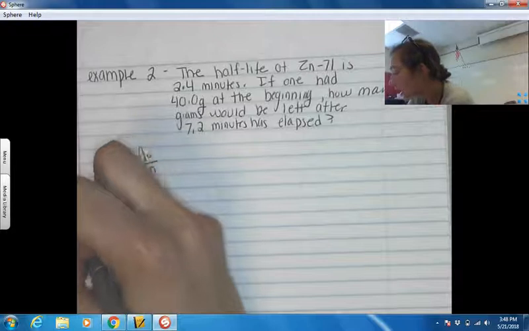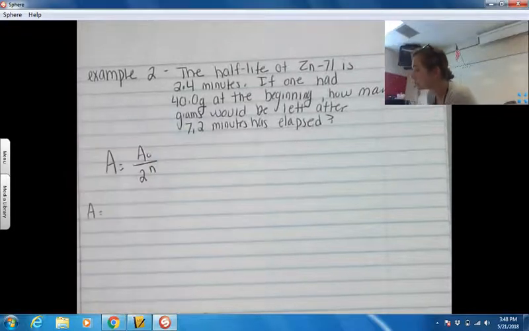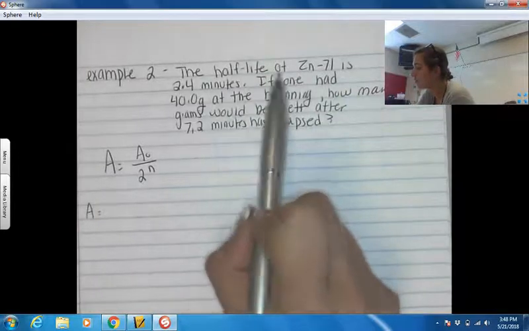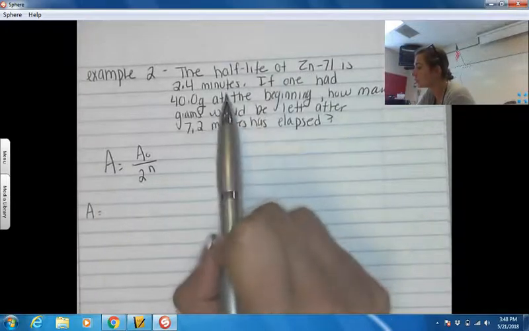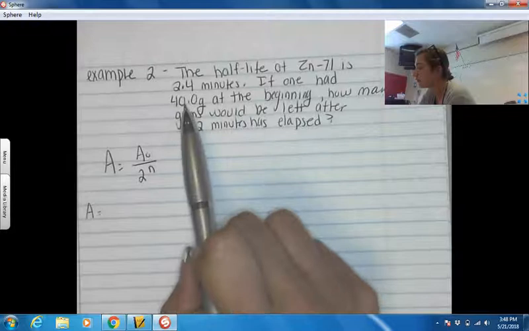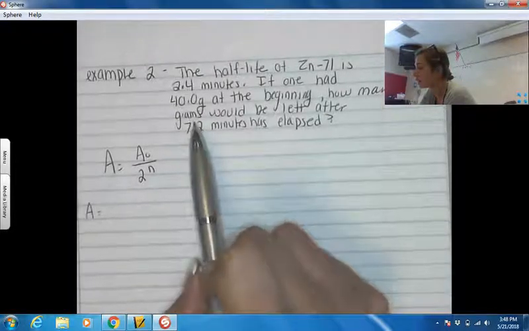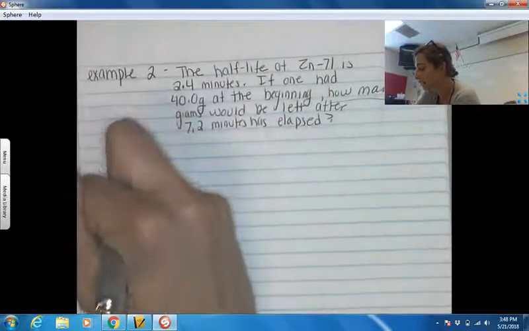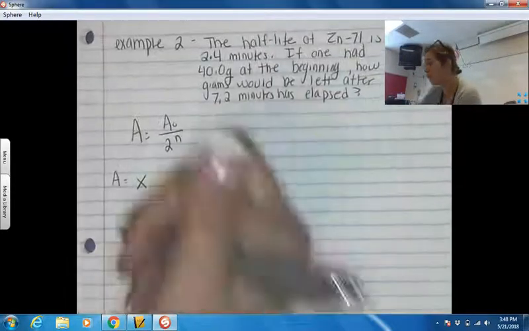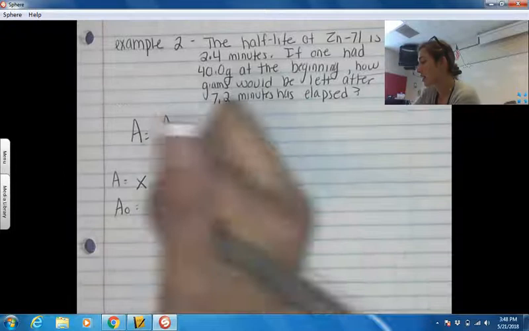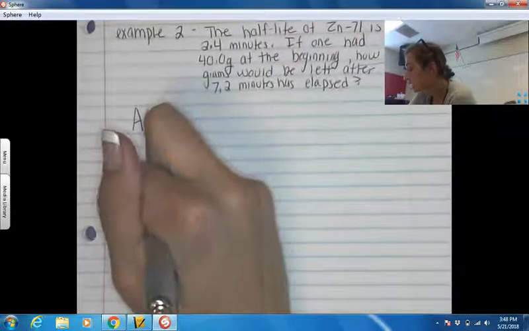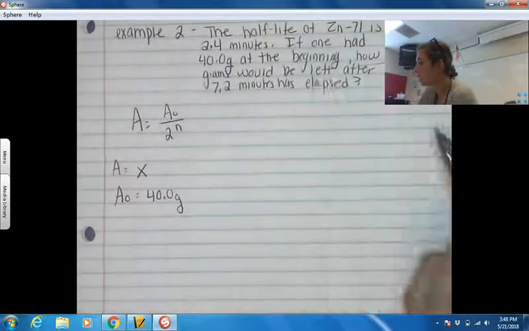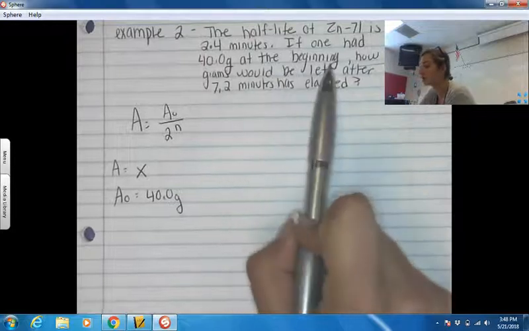So A being the amount left over, so it says we have a half-life of Zn is 2.4 minutes. If one had 40 grams at the beginning, how many grams would be left over? So it's asking for how many grams would be left over, so that's our x. And then we have A naught, which is the amount we started with. So in this case, it says that we had 40 grams at the beginning.